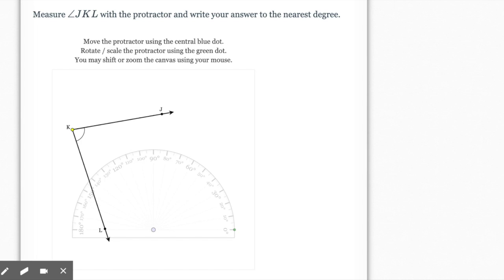Hi everyone. So today you guys are going to be working on continuing to review angle relationships. As you see on my screen, I've pulled up Delta Math. You guys are going to have a total of 10 problems to do. And I'm just going to go over the three types of problems that you guys are going to experience.